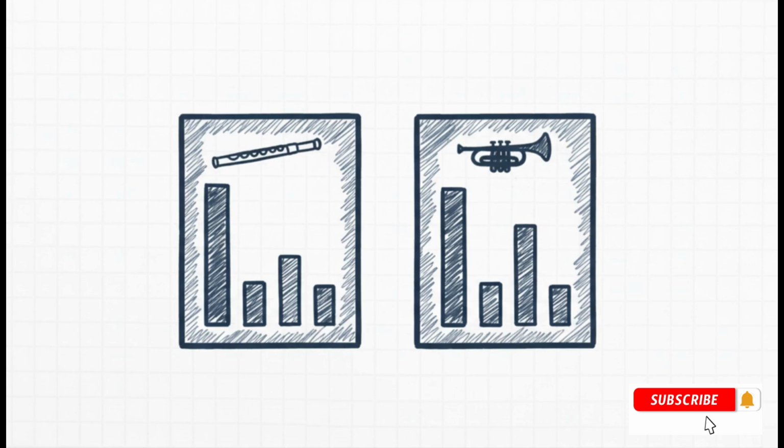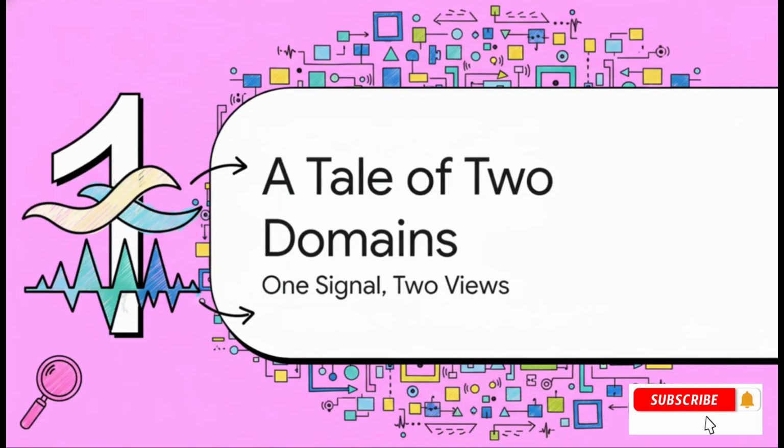See, even though the main note, the fundamental frequency, is the same, all those other subtle, higher frequencies, what we call overtones, are totally different. That unique mix is the instrument's sonic signature. And that right there, that leads us to the absolute core idea for today.